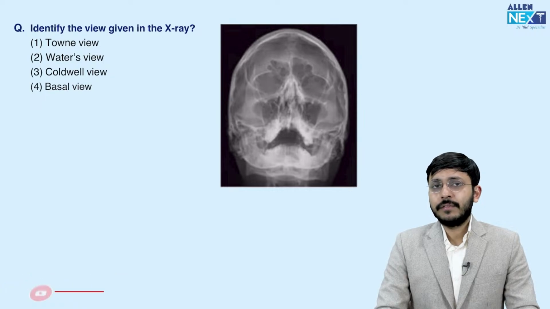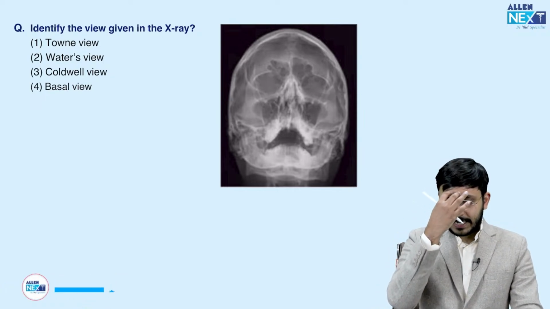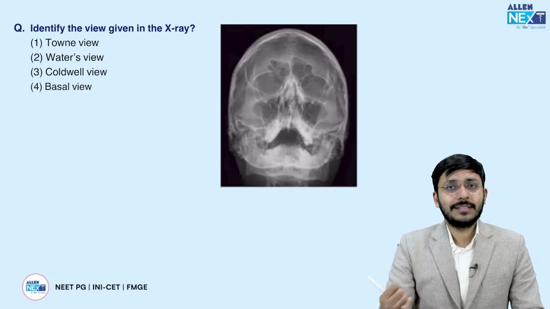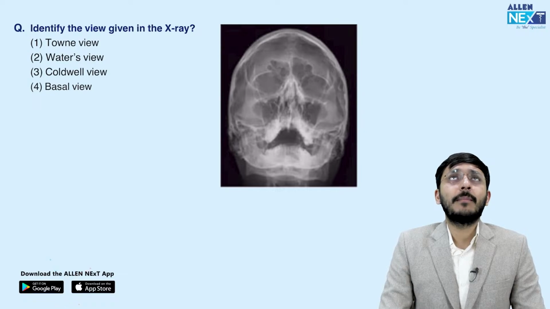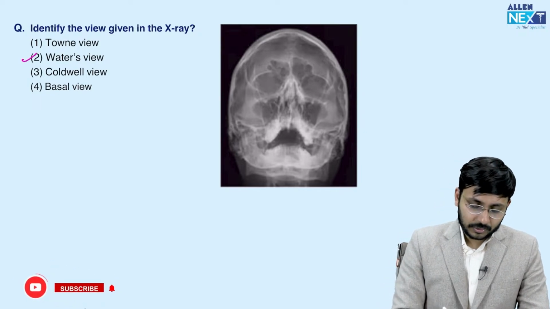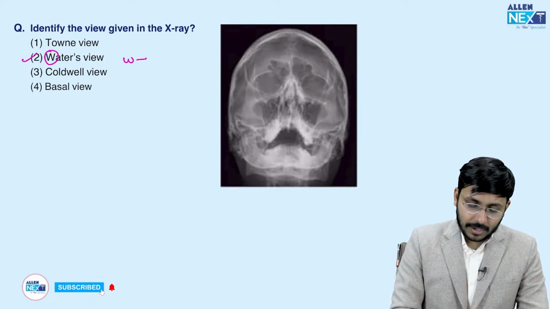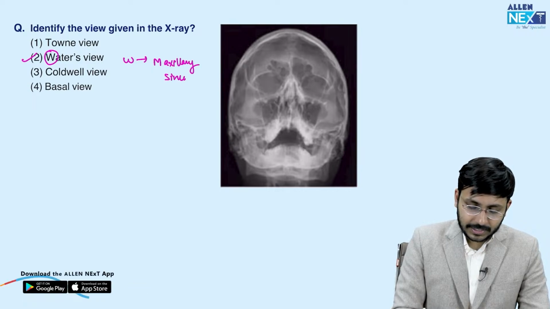And another one will be a Caldwell's view in which the patient is looking down. That is mainly for your frontal sinuses. So what is this view showing? The patient is looking up for maxillary sinuses. This is a Waters view. So Water W, if you turn it upside down it becomes M, M for maxillary sinuses.